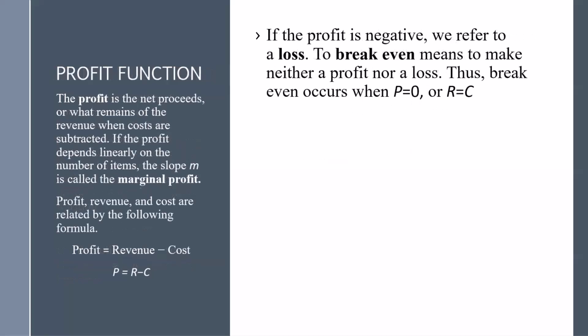The profit is the net proceeds, or what remains of the revenue when costs are subtracted. If the profit depends linearly on the number of items, the slope m is called the marginal profit. Profit, revenue, and costs are related by the following formula. Profit is revenue minus cost. If the profit is negative, we refer to it as a loss.